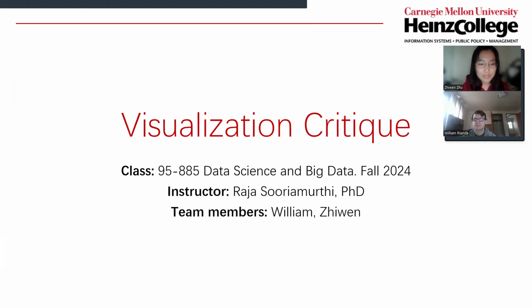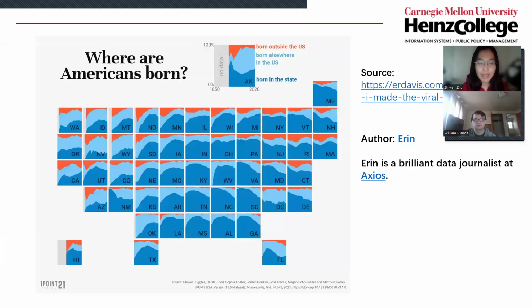Hello everyone, I'm Dana. In this video, we will summarize and critique the visualization made by Aaron, a very brilliant data journalist at Axios. The main takeaway of this visualization is to display where Americans are born, as stated by the title, comparing the different trends of each state from 1850 to 2020, and determining whether they are native to their state of residence, born in America, or immigrated to the United States.